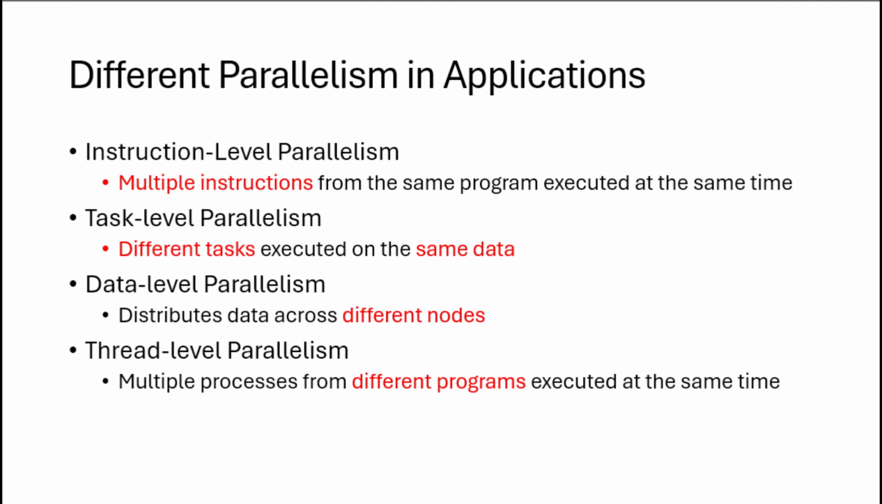And the third one is data level parallelism. It means distributing data across different nodes, which operate on the data in parallel. And the last one is thread level parallelism. It means the multiprocessor runs different programs at the same time.